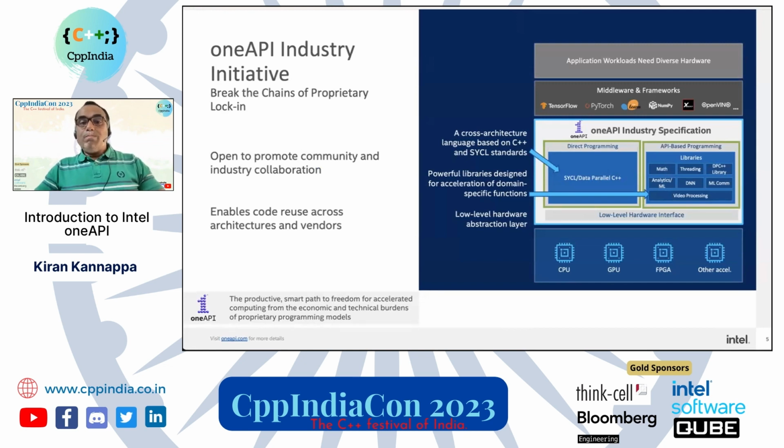The two main parts of this initiative are referred to as the direct programming interface and the API-based programming interface. Direct programming interface basically refers to this language, which is called data parallel C++. The new nomenclature is SYCL. So it is called SYCL. The language itself is called SYCL, or sometimes it's referred to as C++ SYCL. In the traditional sense, it is referred to as data parallel C++.